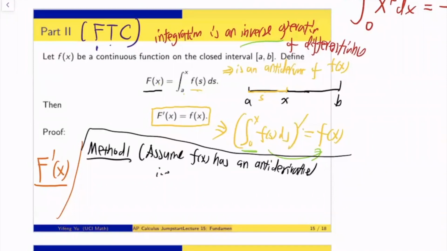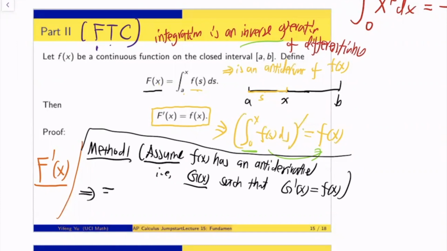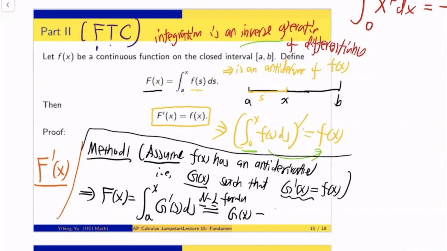That means there is a G(x) such that the derivative of G(x) is just equal to f(x). Suppose you are able to find an antiderivative. Of course, you might be wondering, how do you know it has an antiderivative? Let's say it has one. Given that assumption, F(x) equals the integration from a to x, and I can replace f by G prime: G prime of s ds. Now we can apply the Newton-Leibniz formula, and this is just G(x) minus a constant, G(a).